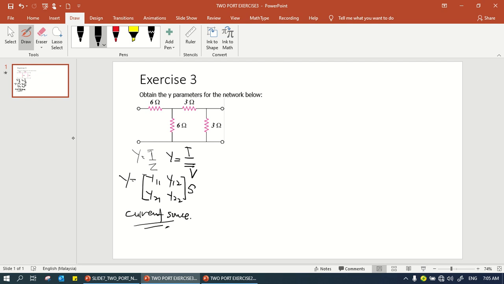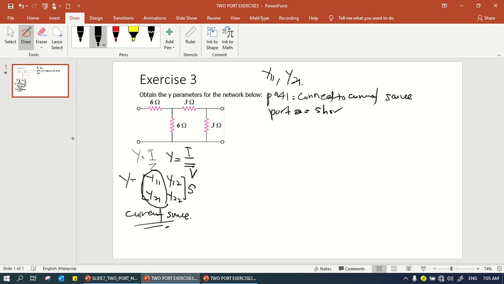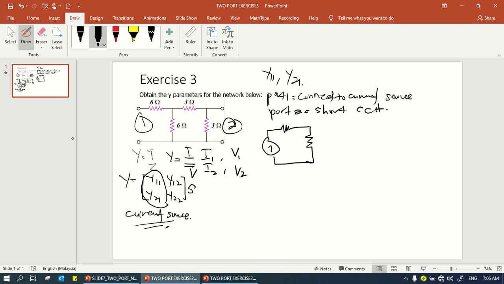Okay. So, first sekali kita nak cari y11 dengan y21. Okay. Dia pair dua ni. Okay. So, port 1, connect to current source. And port 2, short circuit kan. Okay. So, ni port 1, port 2. Okay, remember we have I1, I2, V1, V2. Okay, ikut port. So, port 1 connect to current source. And port 2, short circuit.